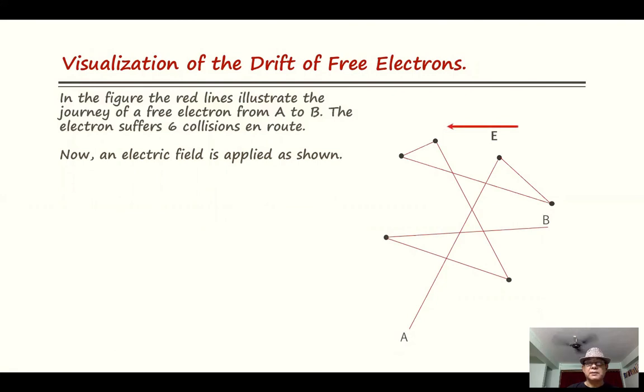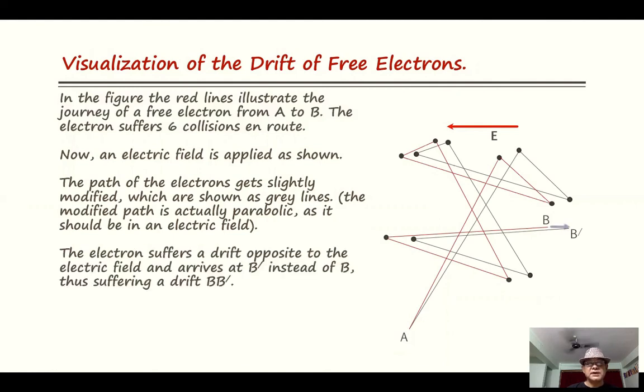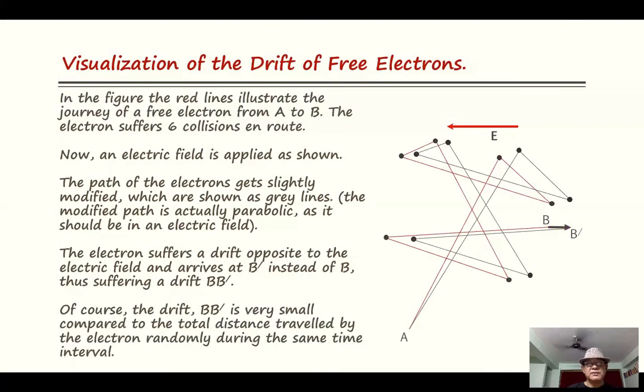Now, an electric field is applied as shown. The path of the electrons gets slightly modified, which are shown as gray lines. The modified path is actually parabolic, as it should be in an electric field. The electron suffers a drift opposite to the electric field and arrives at B' instead of B, thus suffering a drift BB'. Of course, the drift BB' is very small compared to the total distance traveled by the electron randomly during the same interval of time.